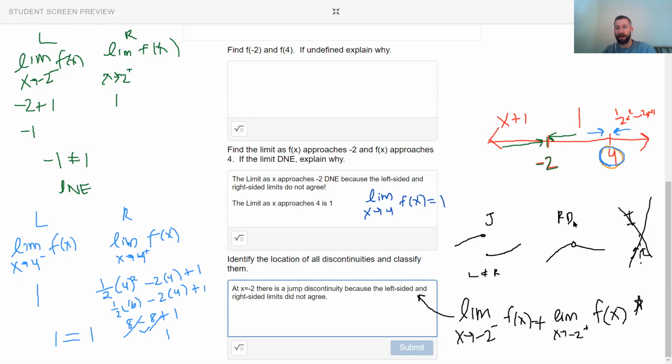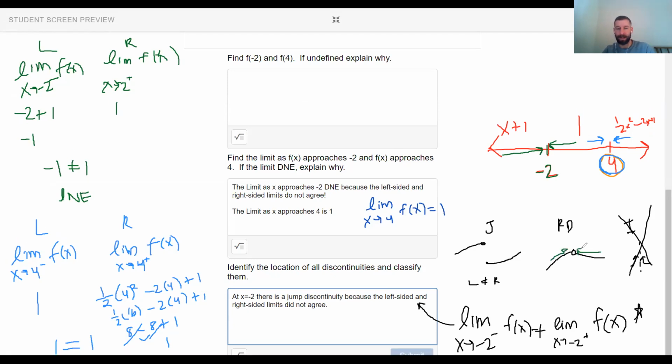And now we have to see, are there any removable discontinuities? Now remember that with removable discontinuities, the limit does exist, but we're looking for an open hole at that exact point. So at 4, we did have a limit that existed, right? But was it a hole? Was it a removable discontinuity? Well, the only thing I have to do is check for this open circle. Were there just strictly greater than and less than signs there?